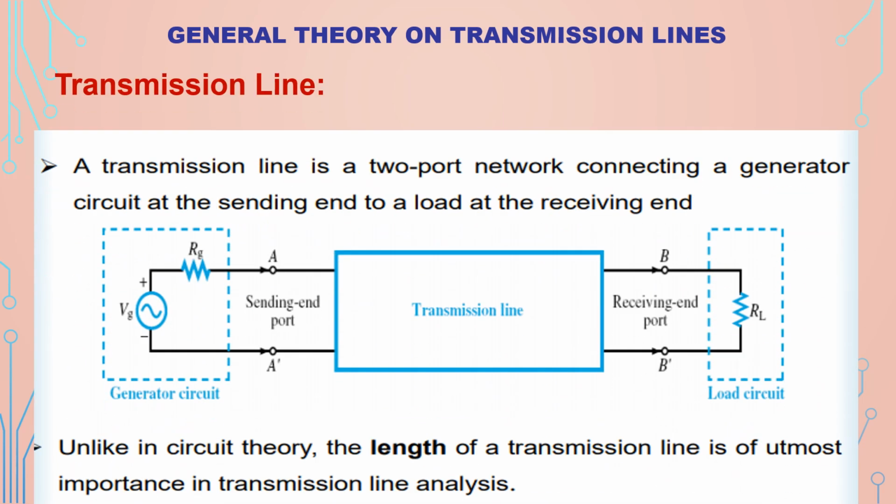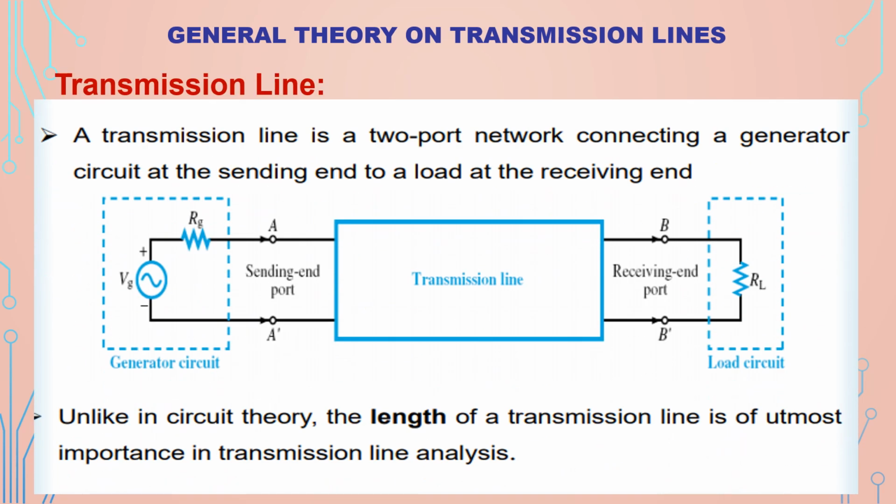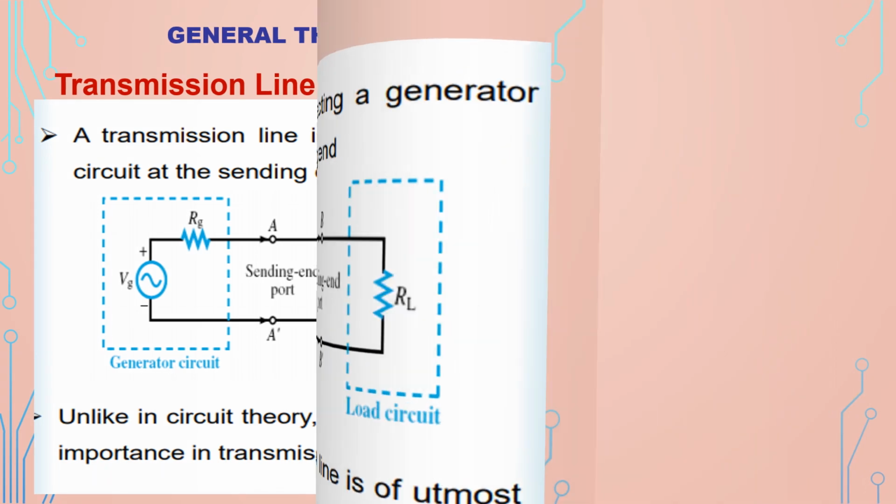Right. Now let us see how a transmission line looks. See here, this is the generator circuit and this is the load circuit. If I want to transmit a signal from the generator circuit to the load circuit, the medium of transfer that carries information from the source to the load is called a transmission line. So it can be viewed as a two-port network connecting a generator to the load at the receiving end.